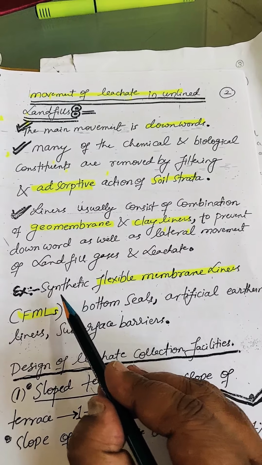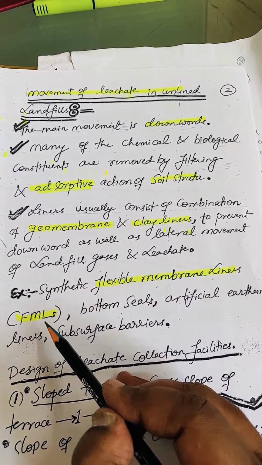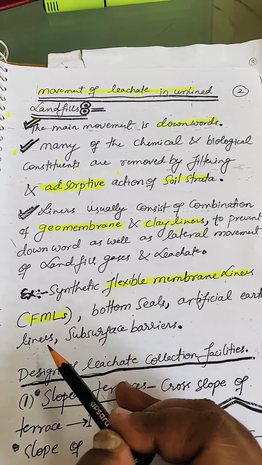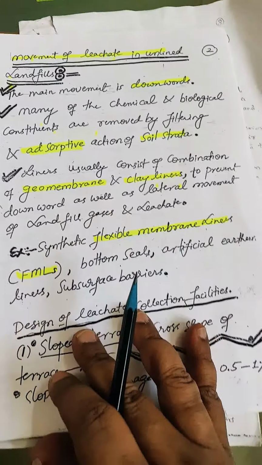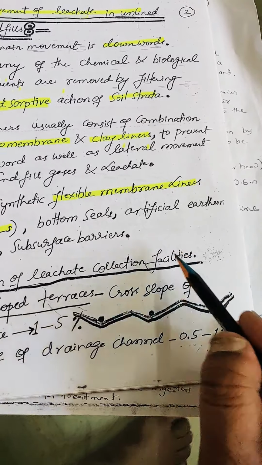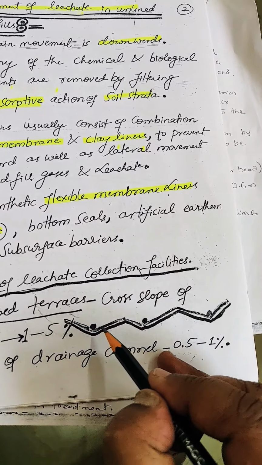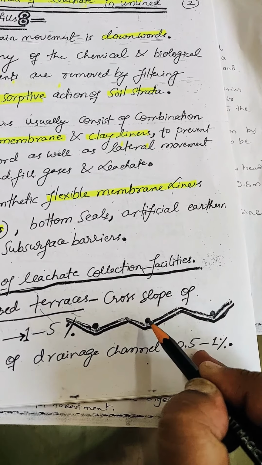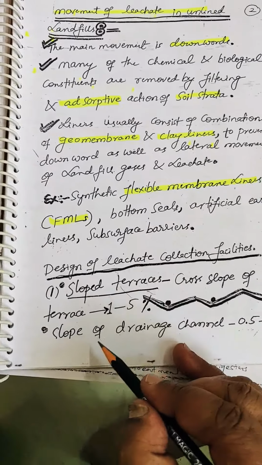That may be, for example, synthetic flexible membrane liners. Those are called FMLs. Bottom seals, artificial earthen liners, then subsurface barriers. So these should be lined below. For example, there might be a solid fill above. The bottom, that is the ground surface, should be provided with slopes. See the slopes. Here there will be pipes. These pipes will be having drains. These are called drainage channels.